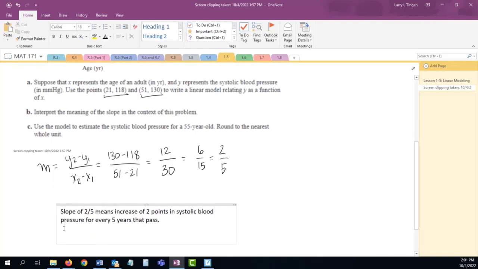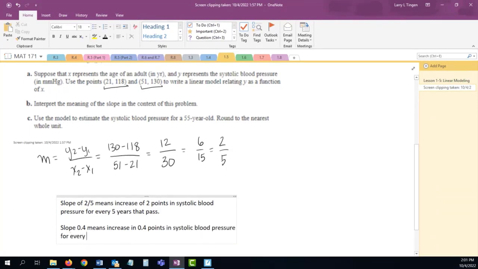You can do 2 divided by 5 and end up with a slope of 4/10. And that would mean an increase in 0.4 points in systolic blood pressure for every year that passes.